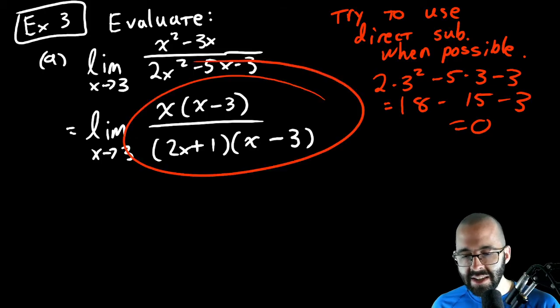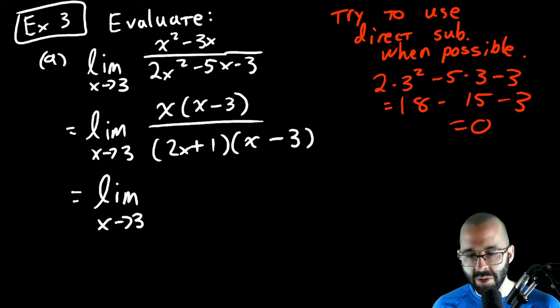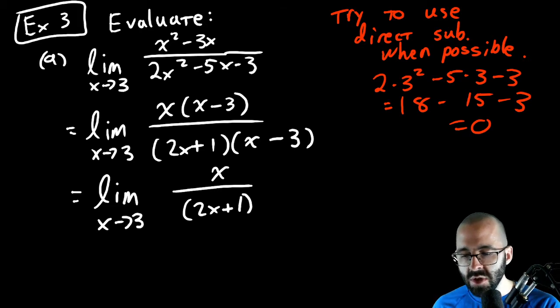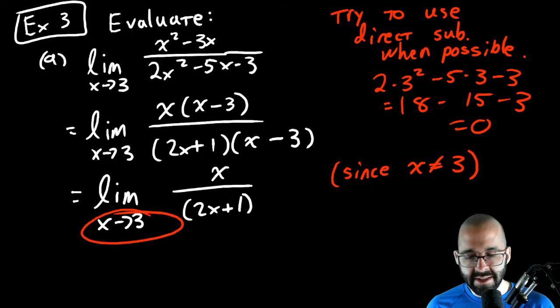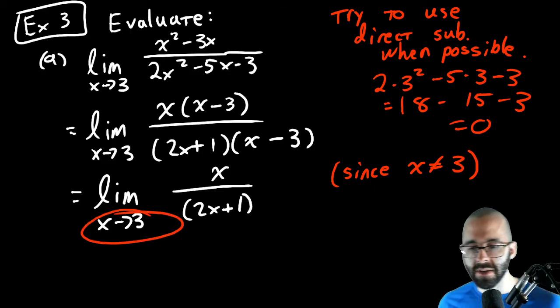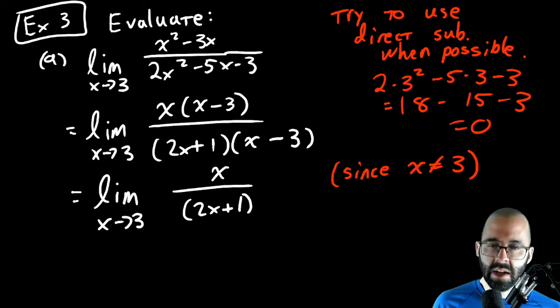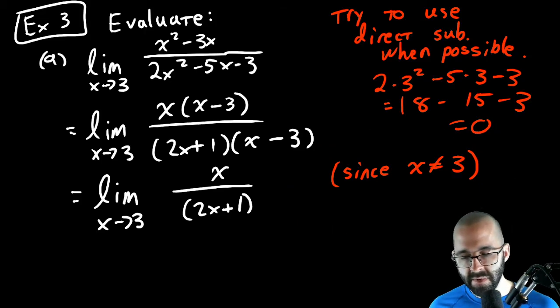In fact, this is the same as when we cancel literally everywhere except at 3. So it's equal to this as long as x is not 3. So we can say this is true because x is not equal to 3. We're only looking as x gets really, really close to 3. So this is a very good thing to include in your work. I'm not going to be taking points off if you do not include this, but it's a very good habit.